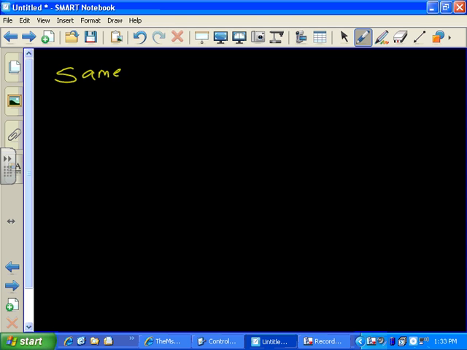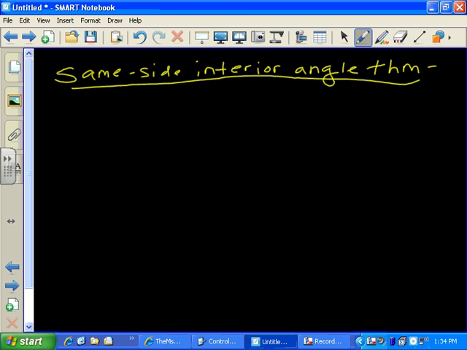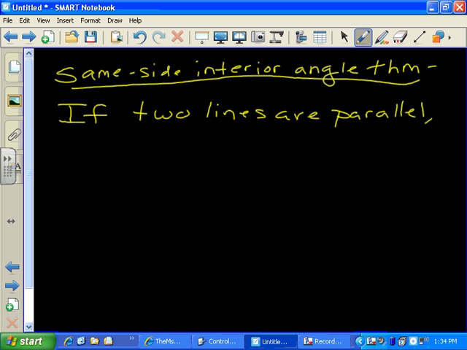We have a same side interior angle theorem. THM, by the way, that's just an abbreviation for theorem. I was obviously running out of room because I write really big. This one simply says if two lines are parallel, this one's slightly different, not much, then same side interior angles are supplementary.